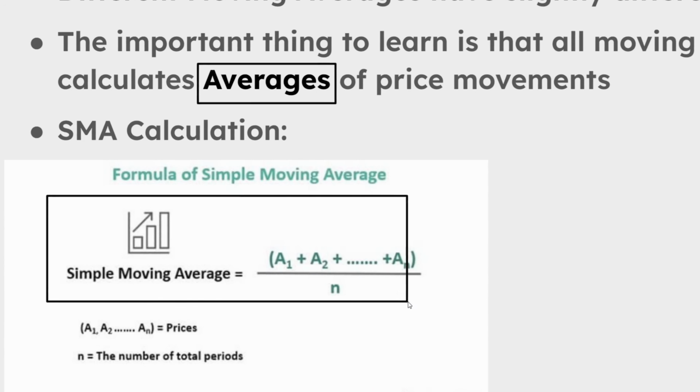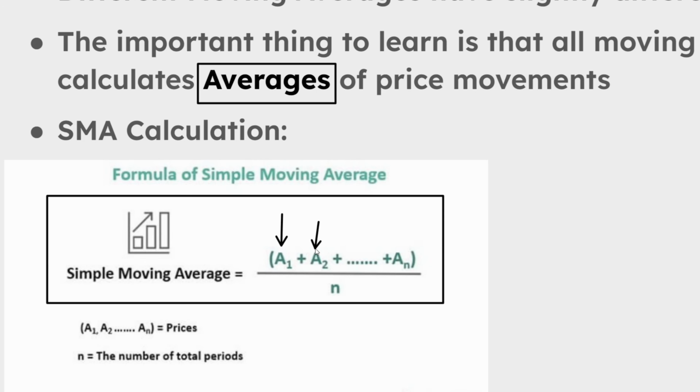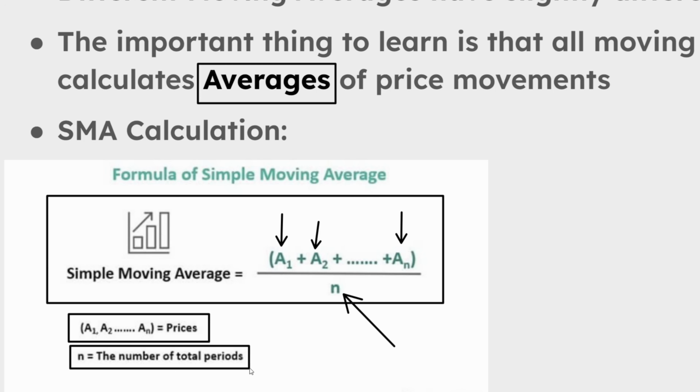So as you guys can see, right here we have the formula for the simple moving average. And you can see that we have A1 plus A2 and so on up to AN. And these fancy letters are super simple. It's simply where a candle closed. And then you can see that we divide all of the closing prices by N. And N just simply means the number of total periods, or in other words, the length of the moving average.